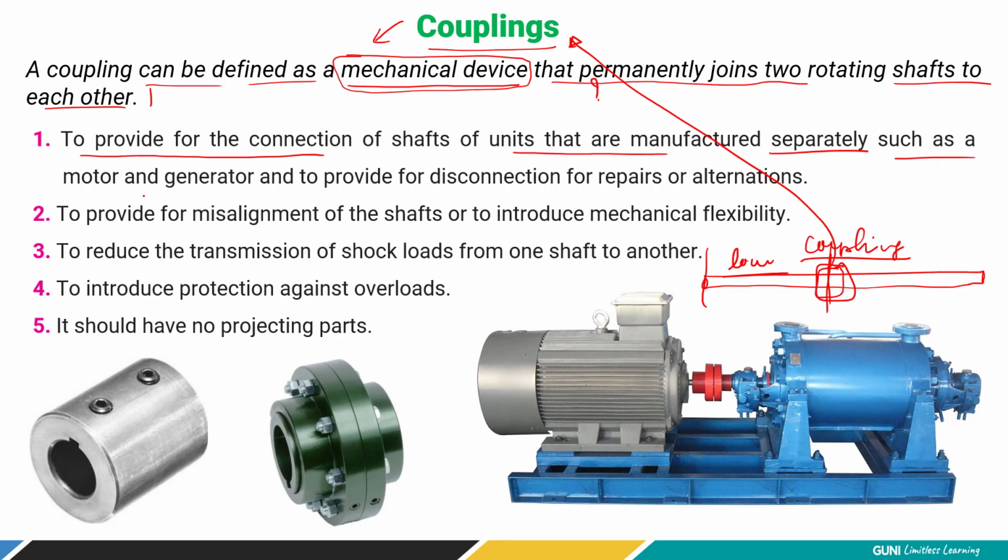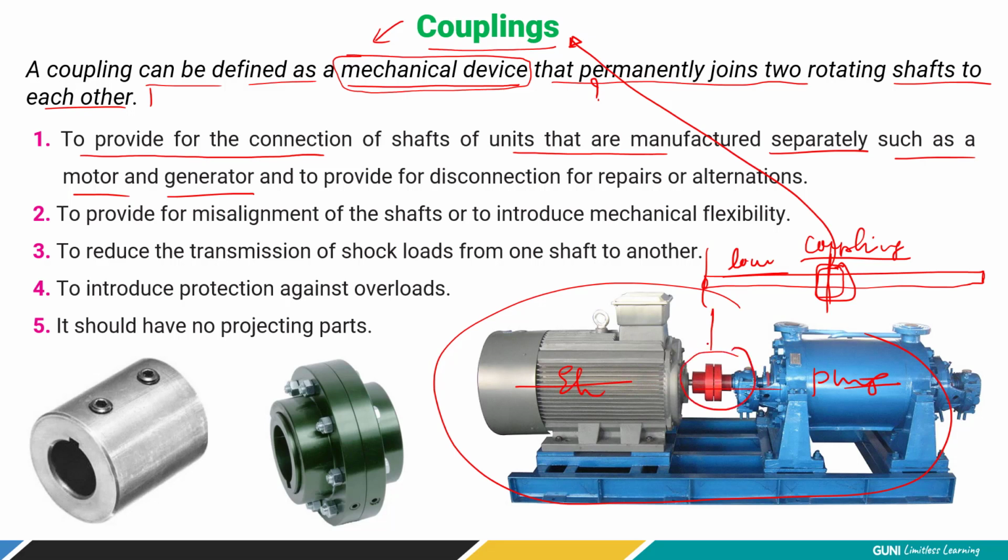Many times it is used to connect a motor and a generator, as you can see in the figure. Here, let's say there is a pump over here and this is an electric motor. It is not advisable to connect a motor directly to the pump on the same shaft. Instead, you have to provide a coupling.